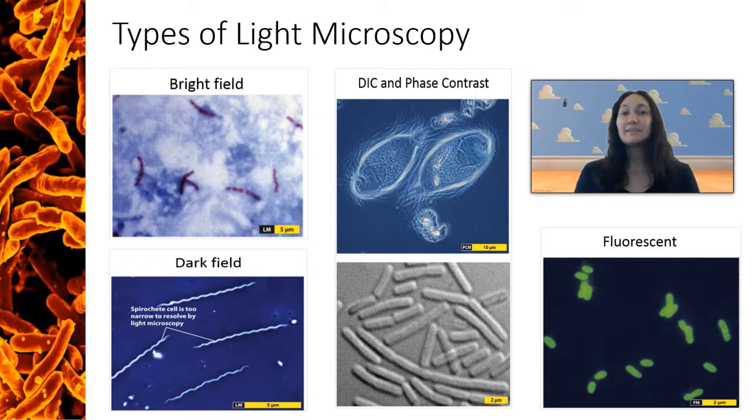There are many different types of light microscopes, which are all built and function differently from one another. You do not need to understand the inner workings of the individual microscopes for this course. However, you will want to understand why you might want to choose one type of microscope over another one. The four main types of microscopy we'll discuss are bright field, dark field, DIC or phase contrast, and fluorescent microscopy. So let's go ahead and start with bright field, the most standard type of light microscopy.